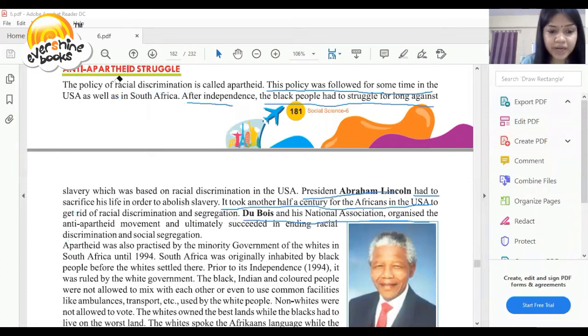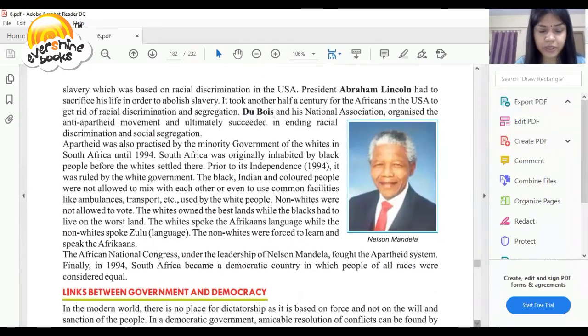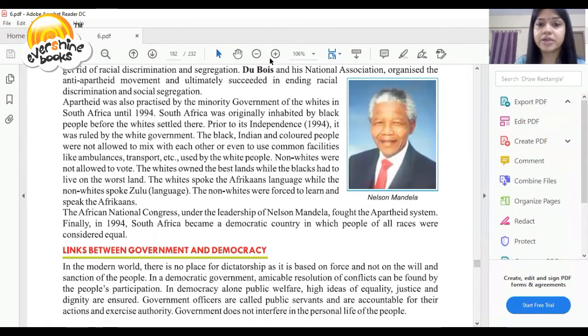So apartheid was also practiced by the minority government of the whites in South Africa until 1994.